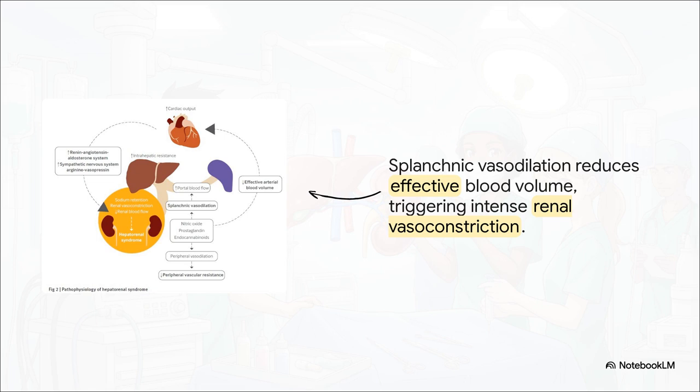The body panics. It thinks it's bleeding out, so it slams on the gas, activating the renin-angiotensin system and the sympathetic nervous system, clamping down arteries everywhere else to try and maintain pressure. And which organ is the first victim of that intense vasoconstriction? The kidneys. They get starved of blood flow and they begin to fail.